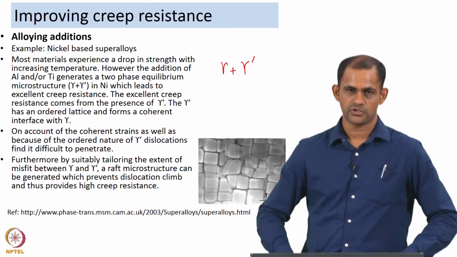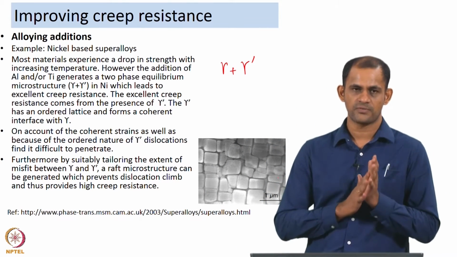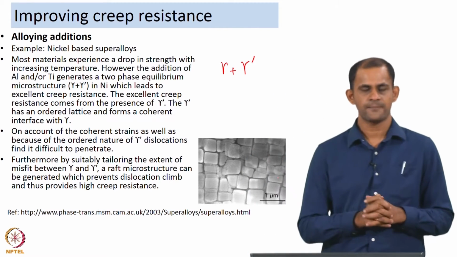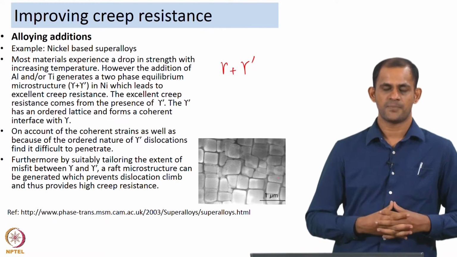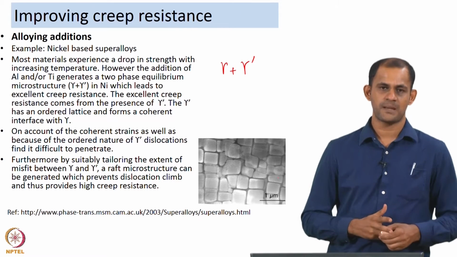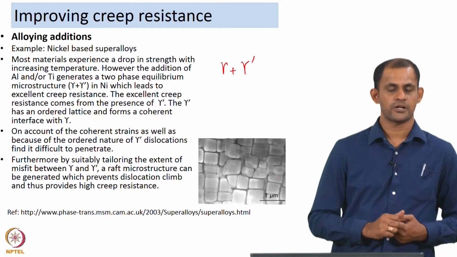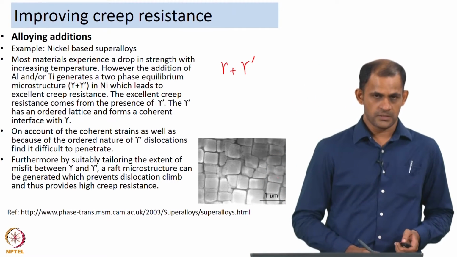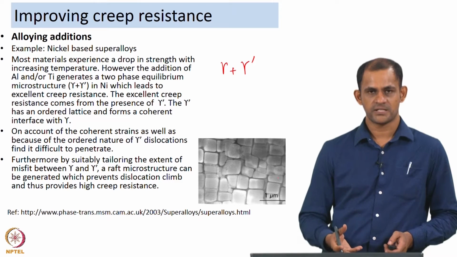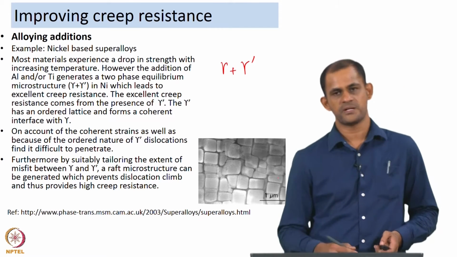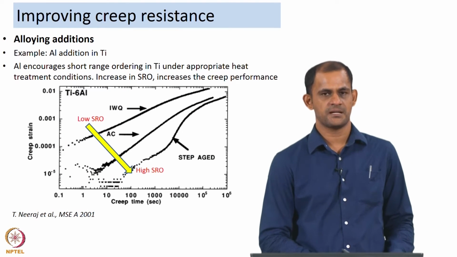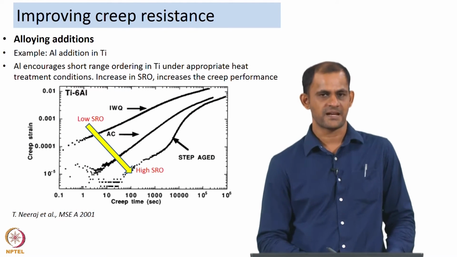The raft microstructure can be achieved by addition of aluminum and titanium with some suitable heat treatment. This raft microstructure prevents the dislocations from climbing easily and in turn controls the creep deformation of the material. So, that is an example of how alloying additions can bring about an improvement in the creep performance of a material. Another example is the addition of aluminum in titanium.